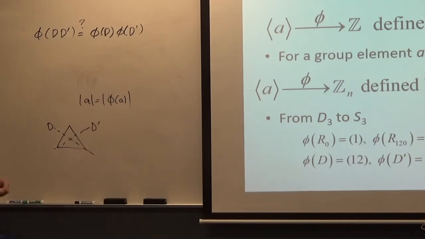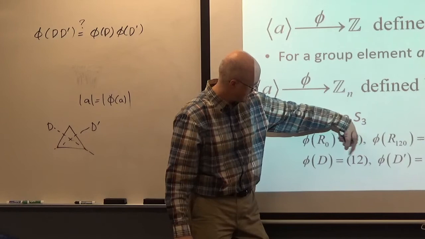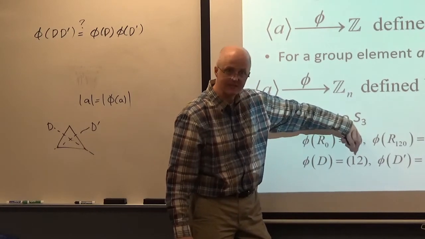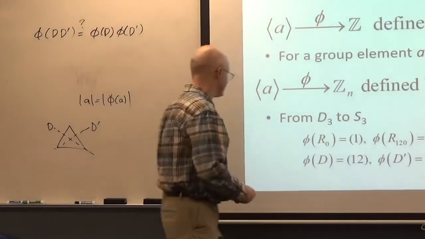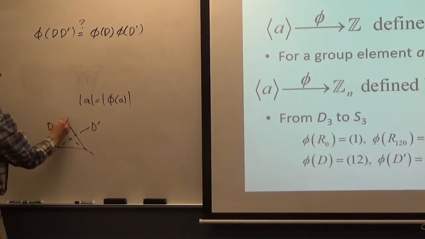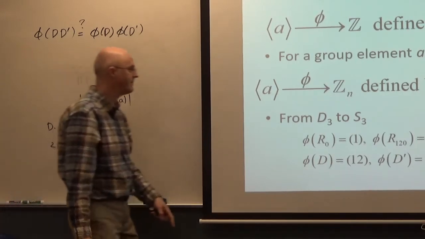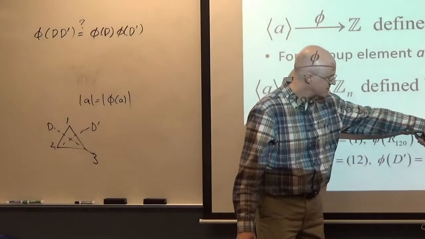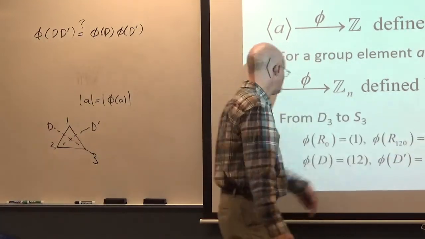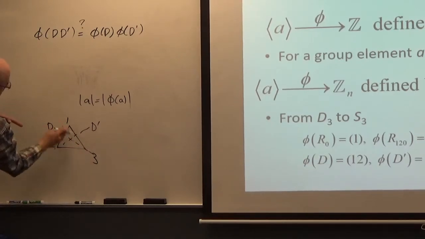And I could maybe even try to make the numbers match up with what you see here as far as the image goes. Phi of D is a permutation that swaps 1 and 2 but leaves 3 fixed, just like D swaps these two vertices but leaves that one fixed. Swapping 1 and 2 but leaving 3 fixed. D prime gets mapped to a permutation that swaps 1 and 3 but leaves 2 fixed. Is that doing this visually? It's a reflection across that line. It is swapping 1 and 3 but leaving 2 fixed.